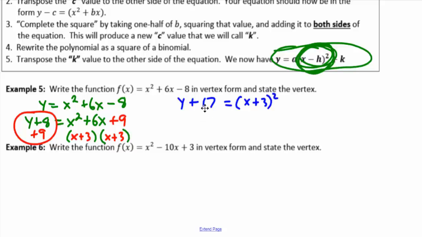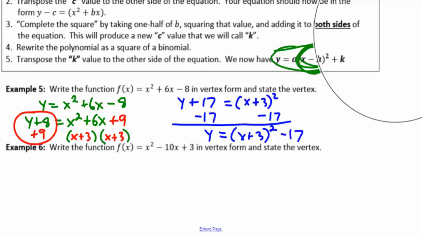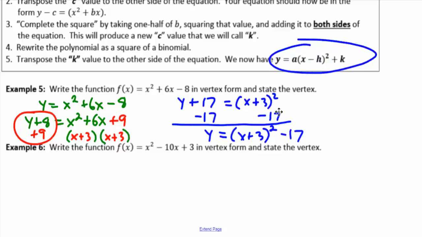And then I want it back in function form, so I need y equals, so I need to bring that 17 back over. And there it is. y equals x plus 3 squared minus 17. And I have my vertex form. There it is right there. The a is 1. x plus 3 squared minus 17. x minus h squared plus k. See that form right there?